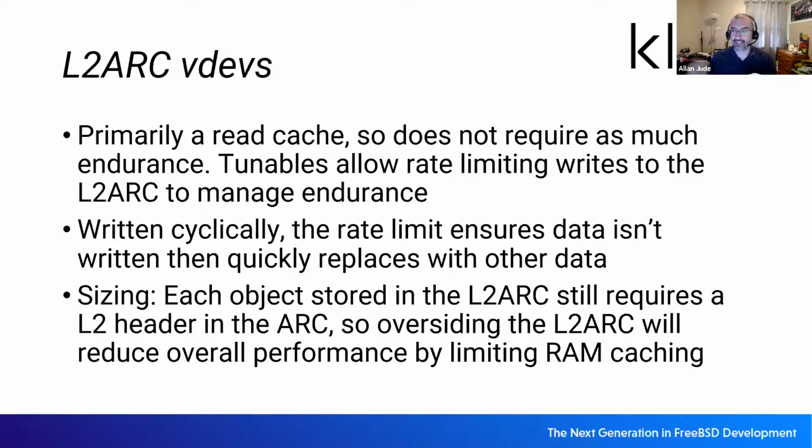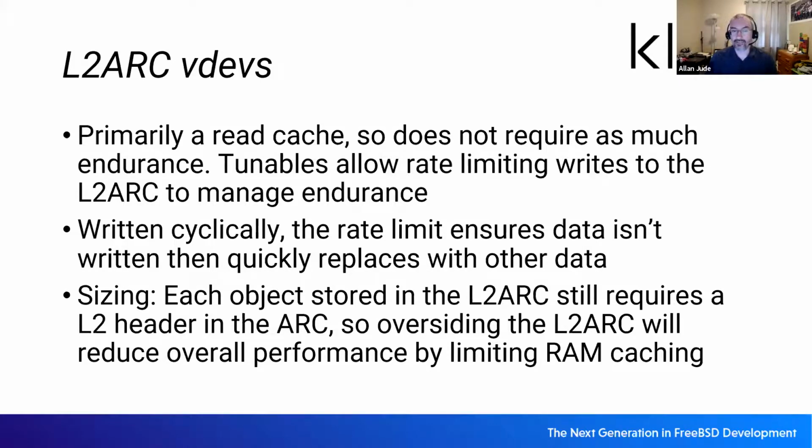But that means that every block that we have on the L2 ARC still takes up some memory in the main cache. If you make your L2 ARC device too large, many terabytes on a pool that's not that big, or a system with not that much memory, then you can end up dominating most of your RAM cache, the fastest cache you have, with pointers to this slower cache.